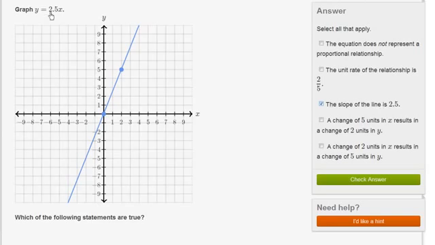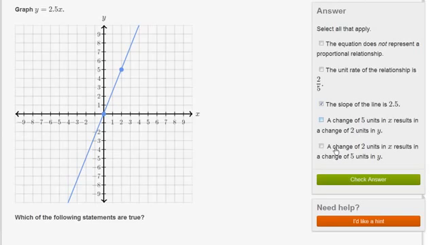A change of 5 units in x results in a change of 2 units in y. Well, let's test that idea. We know when x is 0, y is 0. So if x goes from 0 to 5, what's going to happen to y? Well, y is going to be 2.5 times 5, which is 12.5. So y would not just change 2, it actually would change 12.5.